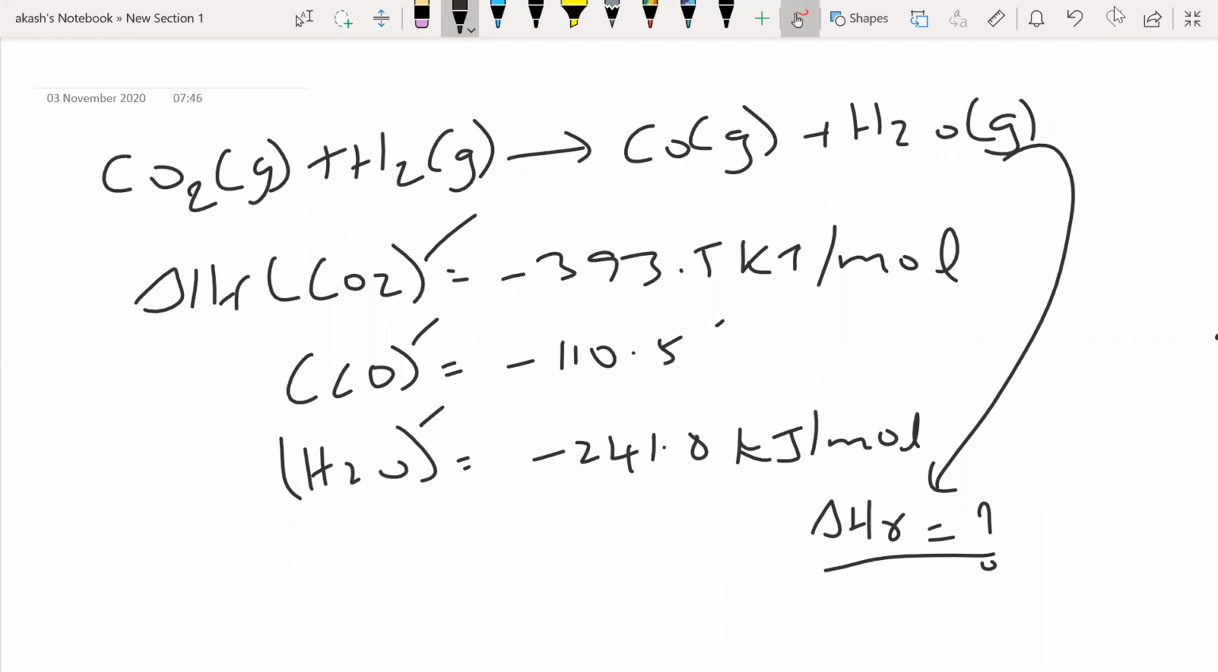So they have given you enthalpies of formation. I told you how you connect the enthalpy of the reaction with enthalpies of formation. Hope you remember that. So it is the total enthalpy of formation of products minus the total enthalpy of formation of reactants, right?